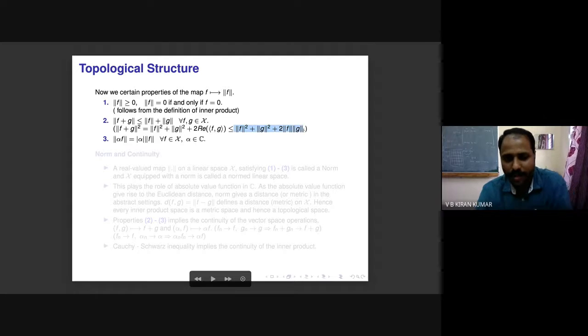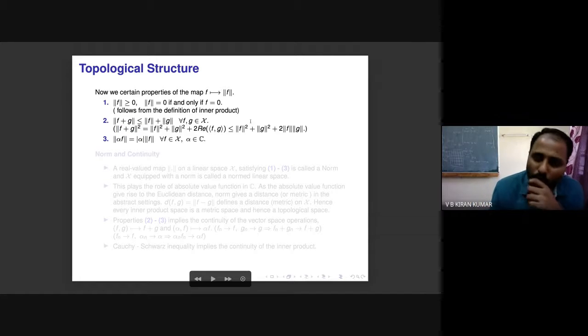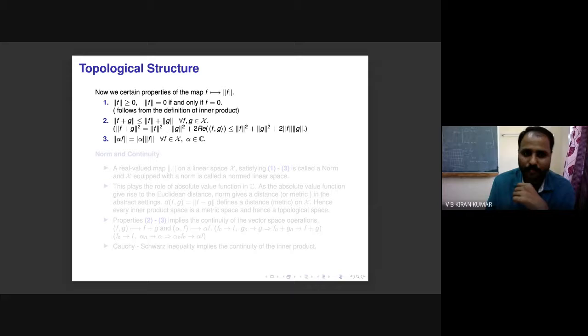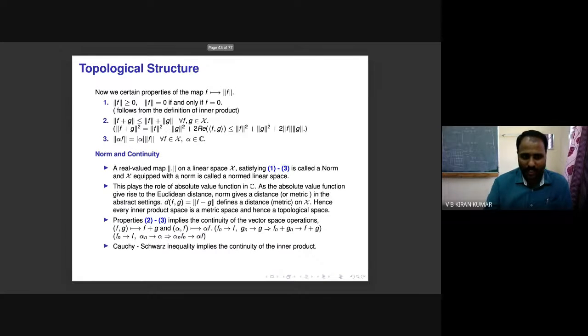Now you look at here. The right hand side is norm f plus norm g all square. So take the square root on both sides, and you obtain norm f plus g less than or equal to norm f plus norm g. Is that clear to all of you? The triangle inequality? Yes, sir. Okay.